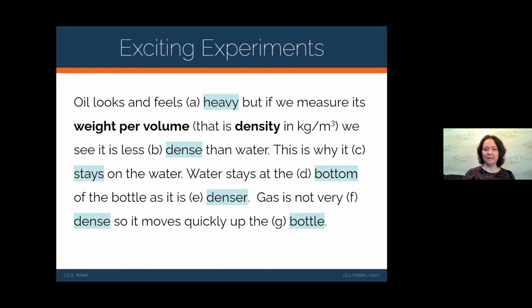So this is a completed sentence or text. Oil looks and feels heavy, but if we measure its weight per volume, that is density in kilograms per cubic meter, we see it is less dense than water. This is why it stays on the water. Water stays at the bottom of the bottle as it is denser. Gas is not very dense, so it moves quickly up the bottle. So here I use only the word heavy once, then I use my academic terminology, density, weight per volume, kilograms, cubic meters, and so on.